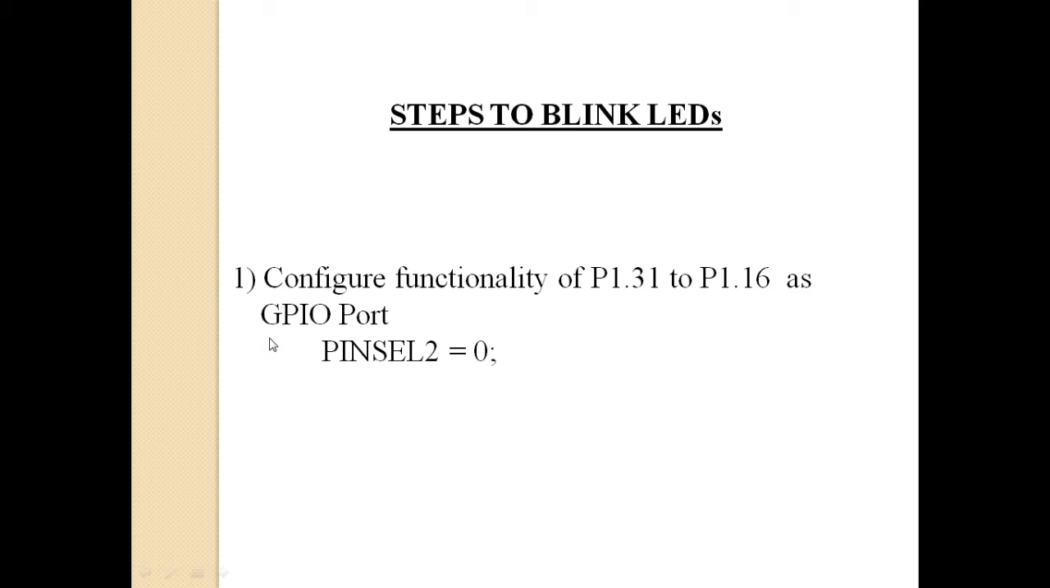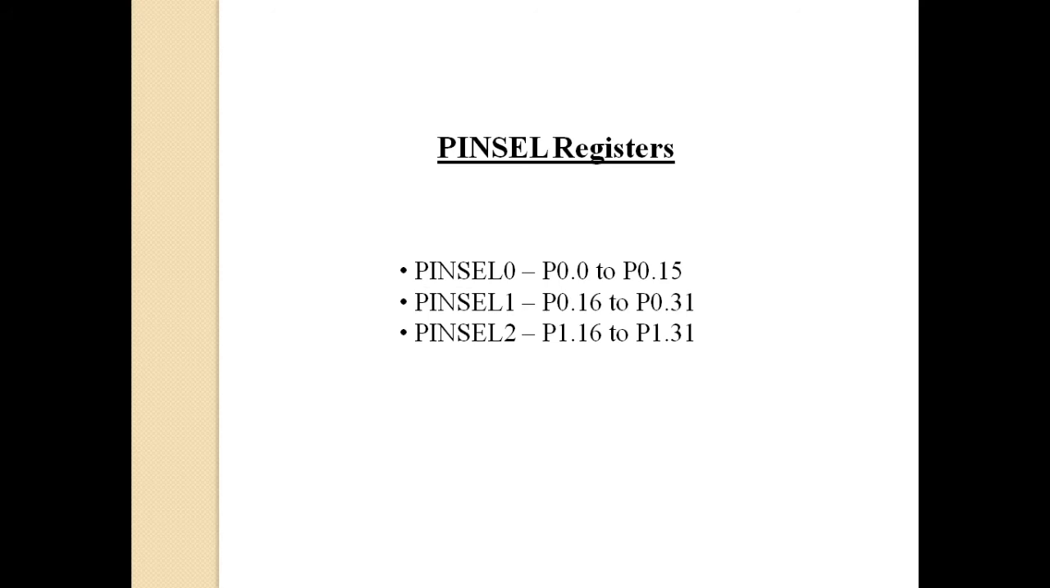So next, you need to see how to configure the functionality of those pins. For configuring the functionality of a GPIO pin, you are using a special function register known as pin select register, PINSEL register. Previously, we have seen a register known as VPB divider. It was used for configuring the PCLK from CCLK. Similarly, for configuring a GPIO, you are having a set of special function registers or SFRs.